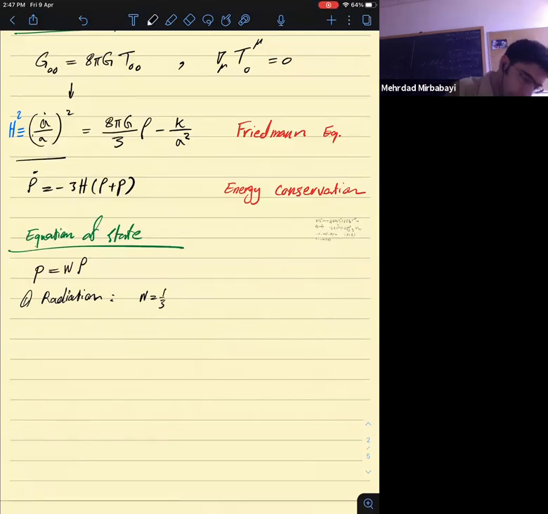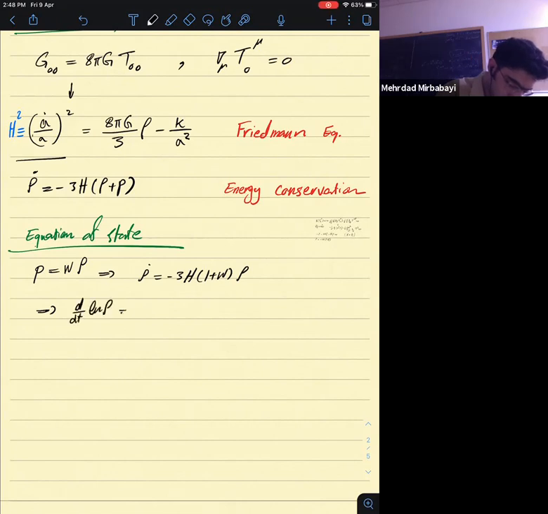Oh, let me say something before going through examples. Let's just see what happens if P is equal to W rho, because now if this is the case, then we have rho dot is equal to -3H times (1 plus W) times rho, which means that d by dt of log of rho is equal to -3 (1 plus W) d by dt of log of A, which means that rho is proportional to A to the -3 times (1 plus W).